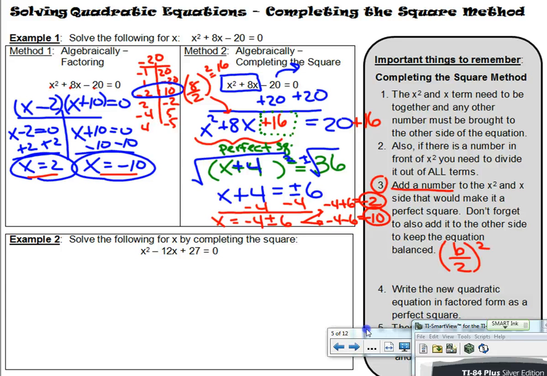So from here on out, I am just going to do it by the completing the square method. All right, completing the square method. I need to get the x squared and x buddies together on one side. And I need to kick out everything, the other numbers to the other side. So subtract the 27 over.